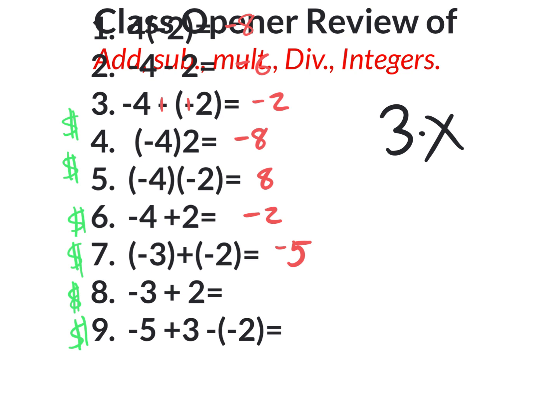Right here, we're thinking of money. You owe $3. You have $2. You're still going to owe $1. Over here, you owe 5, but you have 3. Think about that. If you owe somebody $5 and you have $3, you could give them the $3, but you're still going to owe them $2. So negative 5 plus 3 is equal to negative 2.